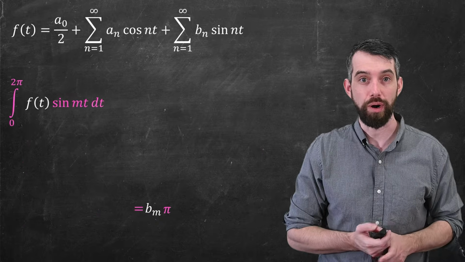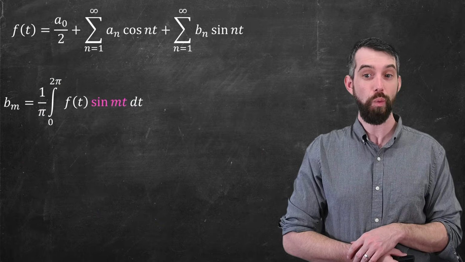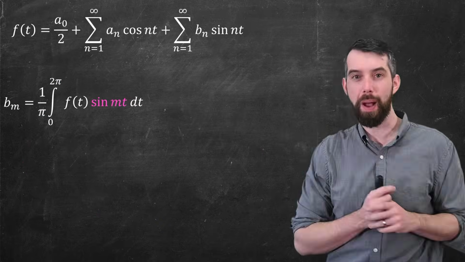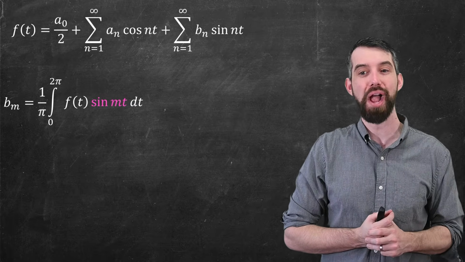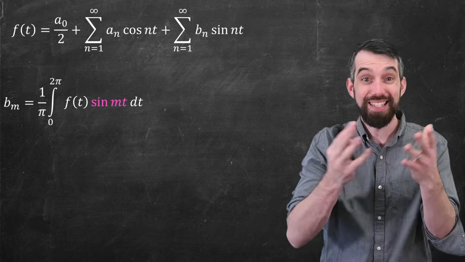Okay, so in other words, I can clean this up a little bit. What I get is that bm is 1 over pi times the integral from 0 to 2 pi of your function f of t times sine of mt dt. And this tells you something.